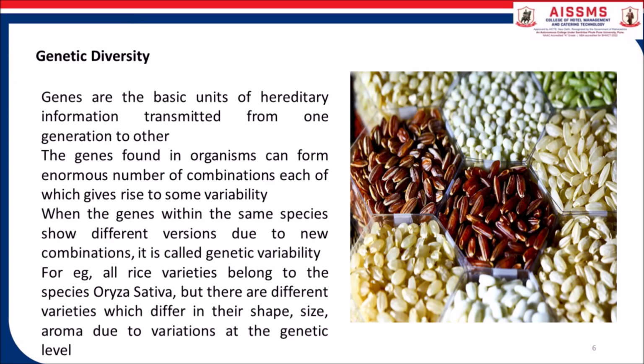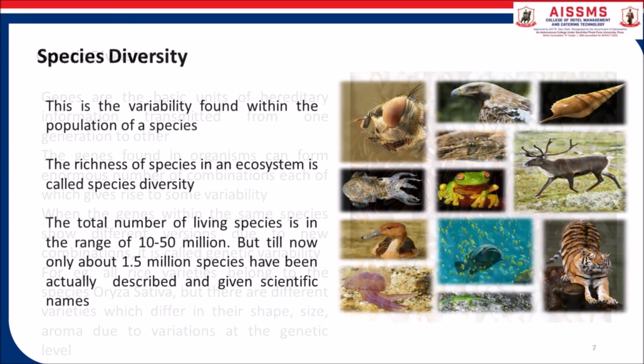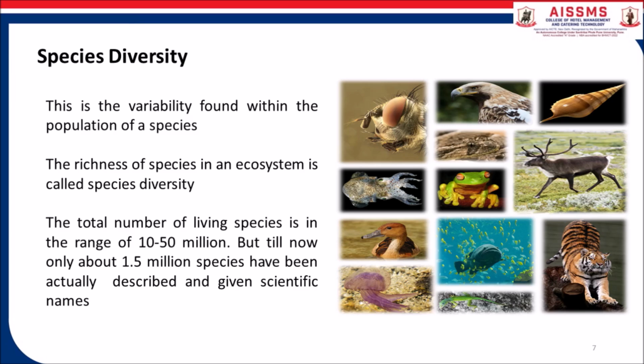Now let's move on to the second level of biodiversity, species diversity. This is the variability found within the population of a species. The richness of species in an ecosystem is called species diversity. The total number of living species is in the range of 10 to 50 million, but till now only about 1.5 million species have been actually described and given scientific names.